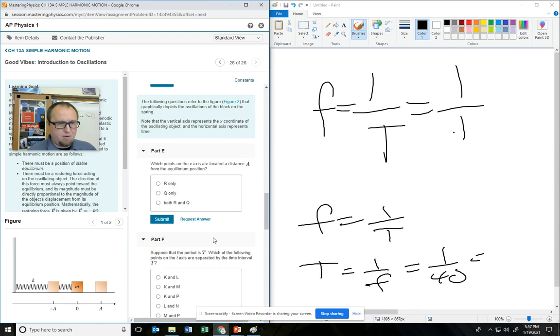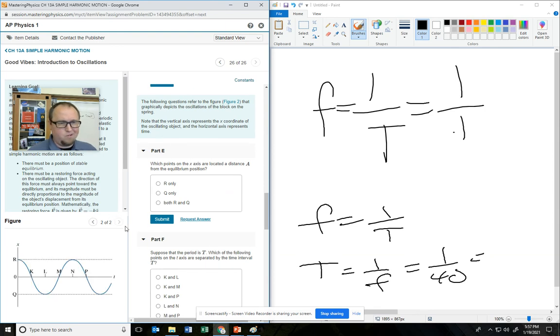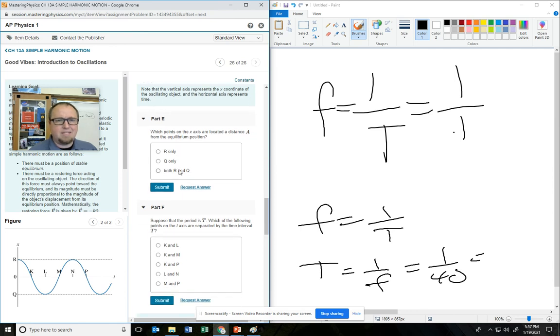Now we go back to figure 2. It says, look at figure 2. Which points on the x-axis are located at a distance A from equilibrium? What is A? In other words, the amplitude away. That would be both R and Q.